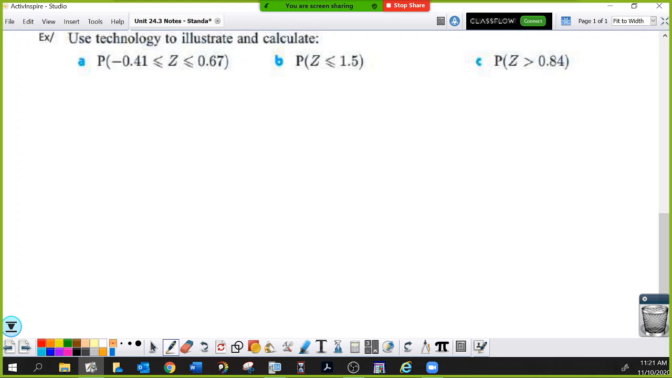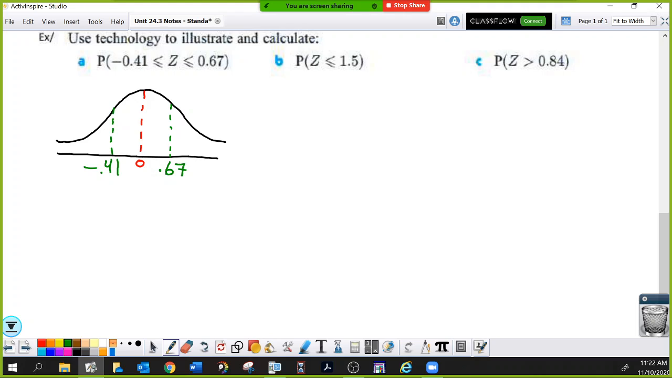So for the first one, we are going to establish both an upper bound and a lower bound. It says to illustrate, but that would just mean you draw the bell curve. I'll do it one time. I'm not going to draw 3 different bell curves because you get the idea. So x-axis, bell curve, mean of 0 because it is the standard normal. Negative 0.41 is below, and positive 0.67 is above. And we're just trying to figure out how much area is covered, which means what's the probability something lands there.